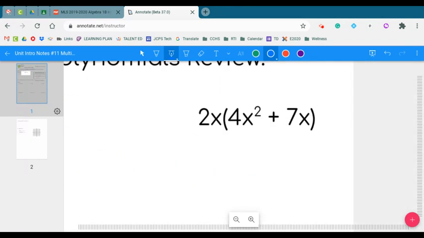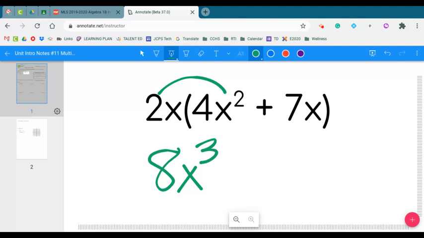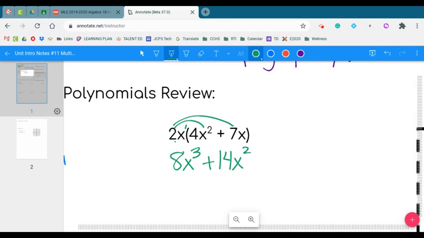The next one, we're going to do the same thing. So 2x times 4x squared, you're going to get 8x cubed because there's a 1 on that x right there. So you do 1 plus 2. Then you're going to have 2x plus 7 times 7x. That's going to give you 14x squared.